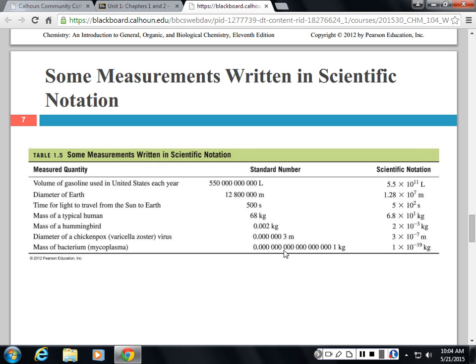Look at this really small number. You can go through and check these, make sure you get the same answer. We would have to move our decimal to the right 19 times. Of course this number looks a lot better as 1 times 10 to the negative 19 kilograms.